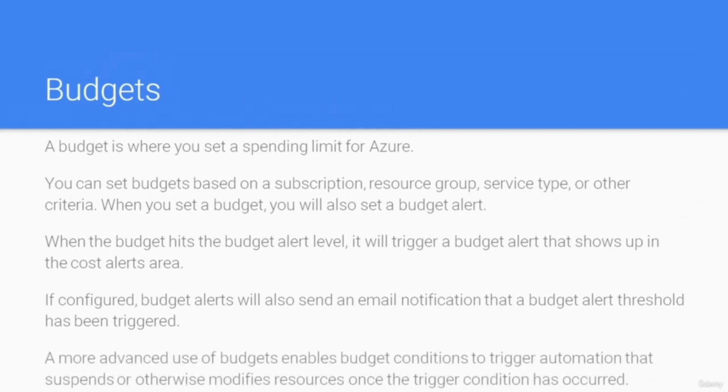A more advanced use of budgets enables budget conditions to trigger automation that suspends or otherwise modifies resources once the trigger condition has occurred.